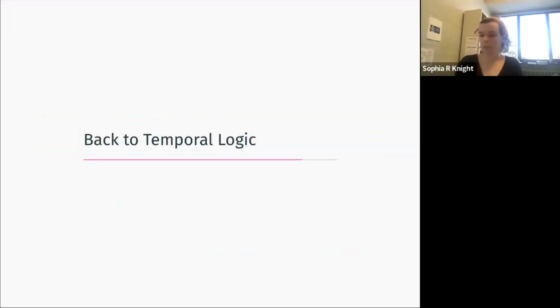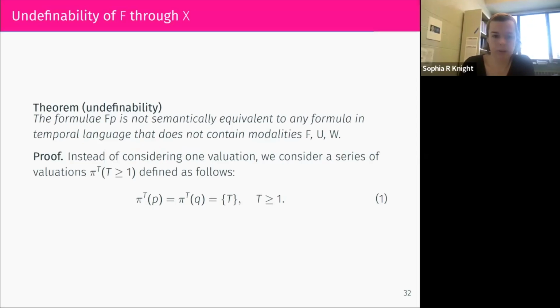Okay, so we got a couple of minutes. I'll get this wrapped up in a minute, but I'm going to talk about an extension of this proof method to a countable set of diagrams. So we're going to go back to LTL, temporal logic, for a minute. So remember, FP means P is eventually true at some point in the model, some point in the future. And we're going to prove that this is not equivalent to any formula if you don't have F itself, obviously, or until or weak until.